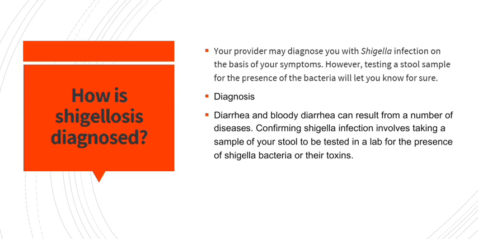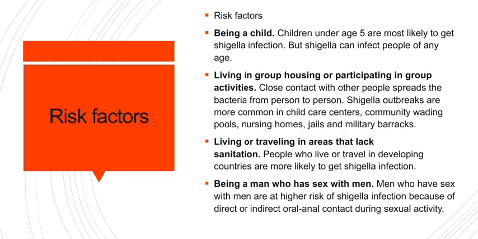How is shigellosis diagnosed? Your provider may diagnose you with the Shigella infection on the basis of your symptoms. However, testing a stool sample for the presence of the bacteria will let you know for sure. Diarrhea and bloody diarrhea can differ from a number of diseases. Confirming the Shigella infection involves taking a stool sample to be tested in the lab for the presence of Shigella bacteria or the toxins.